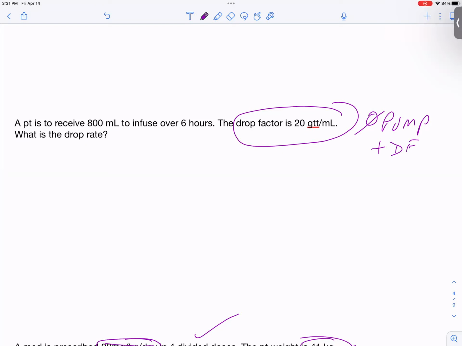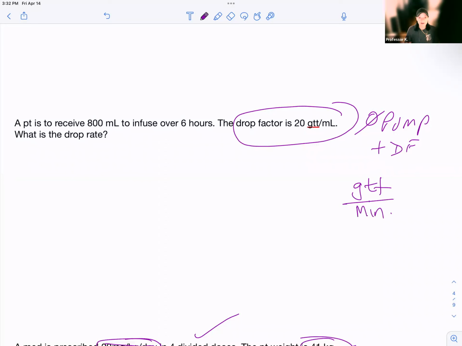GTT per ml. What is it? Oh, per minute. Drops per minute. Yeah, right. Drops per minute. Exactly. Because I don't have an IV pump. If I had a pump, then it would be milliliters an hour, but I don't have a pump. So it's always going to be GTT per minute. Okay, by minutes, got it.